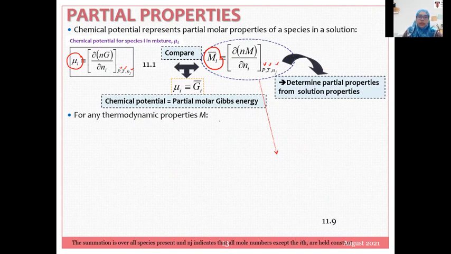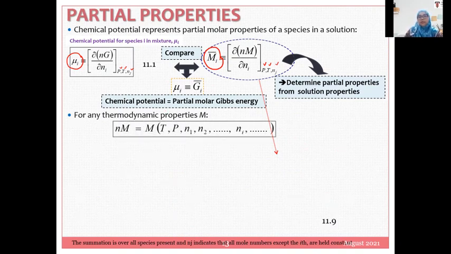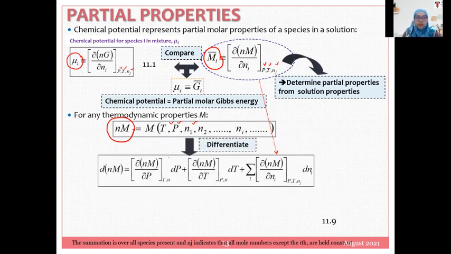For any thermodynamic property, we can express the function like this expression. So we have the thermodynamic property, considering the number of moles, as a function of temperature, pressure, and also the mole composition of the particular species. If we differentiate this, it turns into this expression.